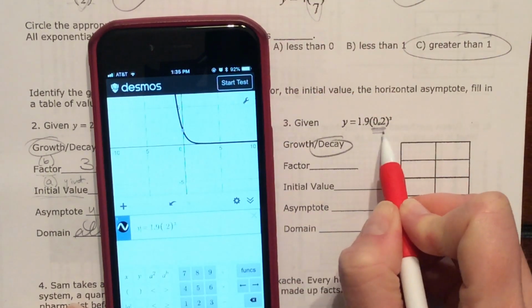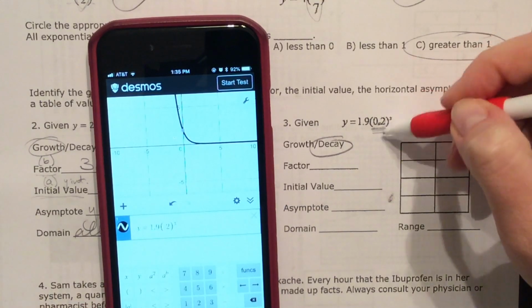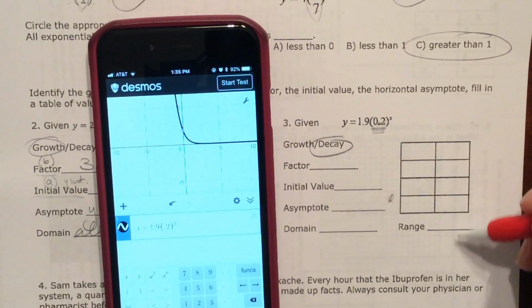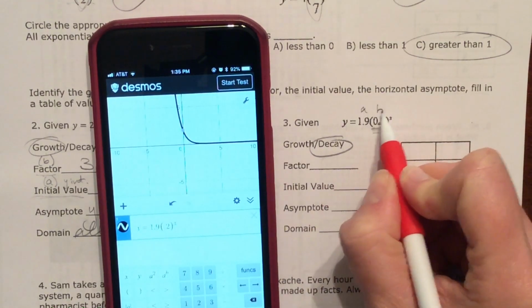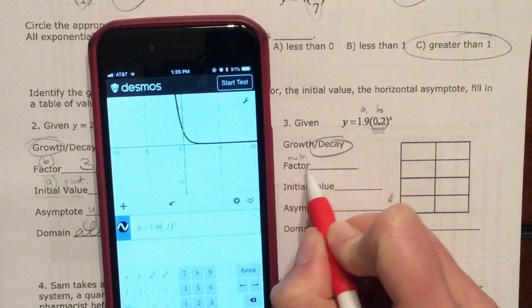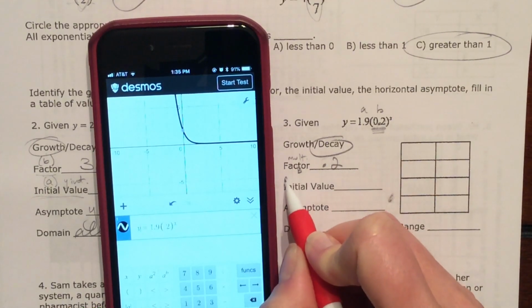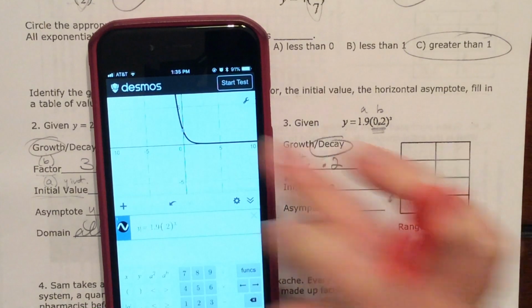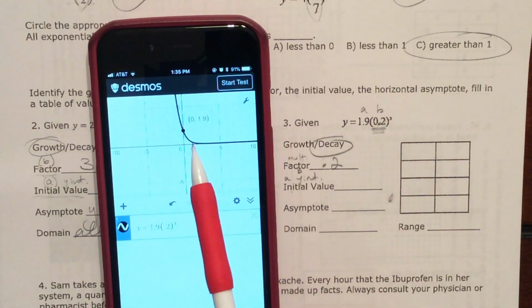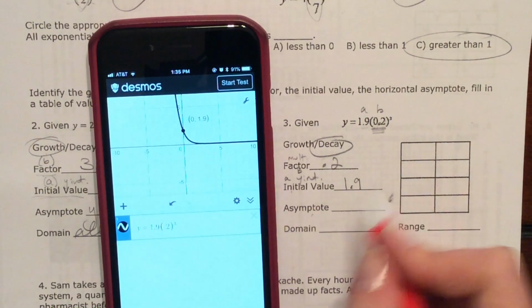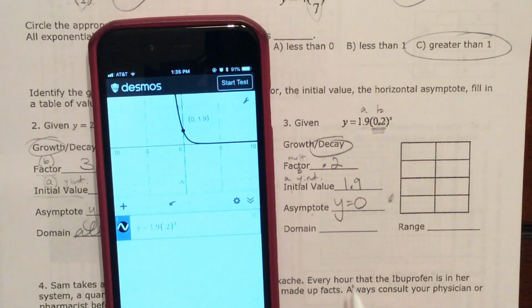I can also tell because my B value is less than 1. This is a number smaller than 1, so that means that the values in our table are going to go down. They're going to become less. What is the factor? Our factor, our multiplier, is that B value, and that's 0.2. Our initial value is that A value. That's your y-intercept when you're graphing. You can see it here also, the 1.9 and then the 1.9. And the asymptote again, your line is approaching, but it is not touching. Y equals 0, which is your x-axis.